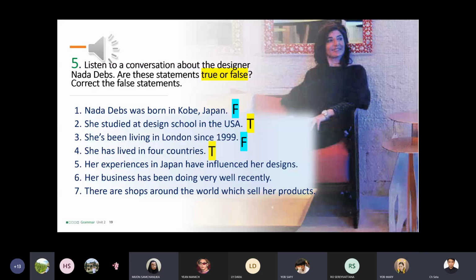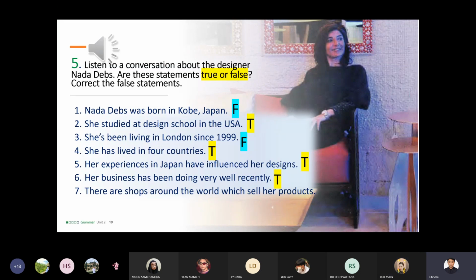True. Number 5, her experiences in Japan have influenced her design. True. Okay. Number 6, her business has been doing very well recently. True. Number 7, there are shops around the world which sell her products. True. Okay, thank you very much.